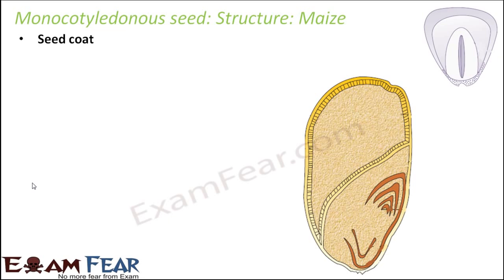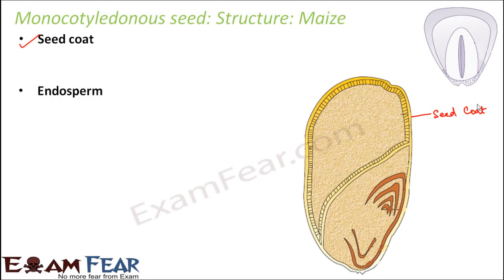So here also we will have a seed coat. In this picture I have shown the longitudinal view of a seed. This is the longitudinal view of the seed, and this is how an entire maize grain would look. The first part is obviously the seed coat, the outermost layer. This layer is the seed coat. Again, it is nothing but a covering, and it will ensure protection.